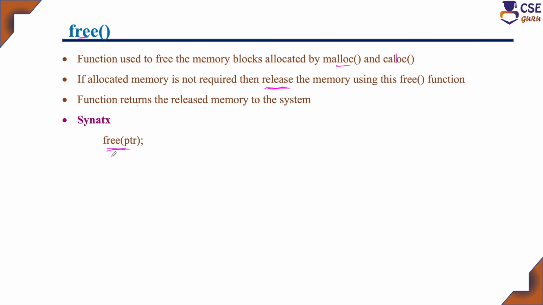Okay. Then finally, free. Free is used to release the memory that we have allocated using malloc and calloc. Once the execution is over and it is not required, you can release it with the help of the free function. So these 4 are the important memory management functions in C programs. So these concepts we have already discussed in C programming.